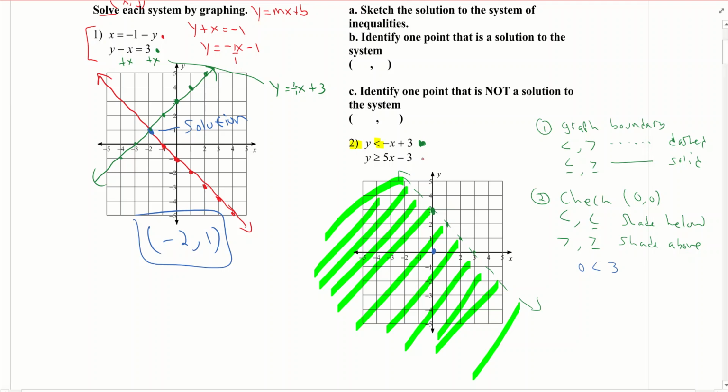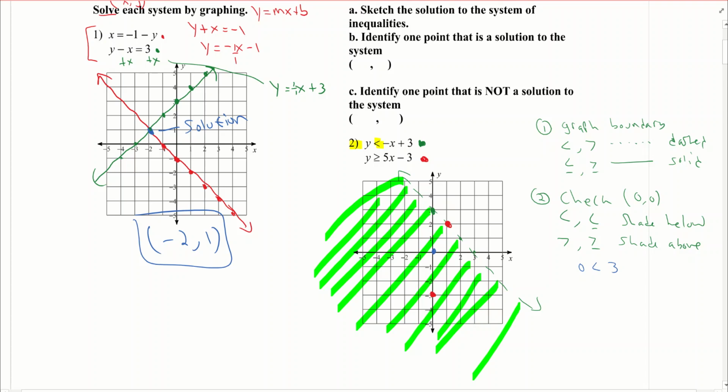Okay, and now for the red line, same idea. We're going to go to -3. That's the y-intercept, and this has a slope of 5. So from -3, we're going to go up 5. 1, 2, 3, 4, 5 over 1. That puts us there. That's really the only 2 points we can do.